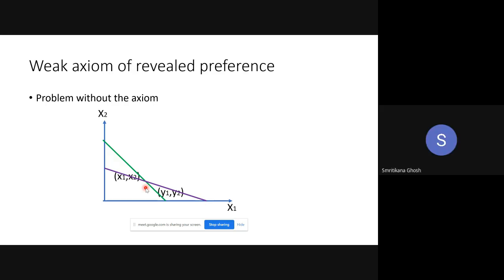Ma'am, isn't it very rational that he won't go to Y1, Y2? No, no, no. Given the budget line you are choosing. Look, if the budget line is the green one, then X1, X2 is below your budget line. So that is why you are not consuming X1, X2. But given the purple budget line, Y1, Y2 is below your budget line. That is why you are not consuming Y1, Y2. Okay, ma'am, I got it now.